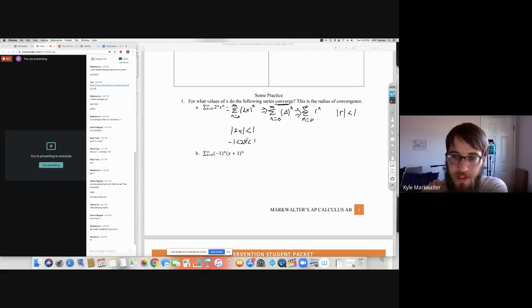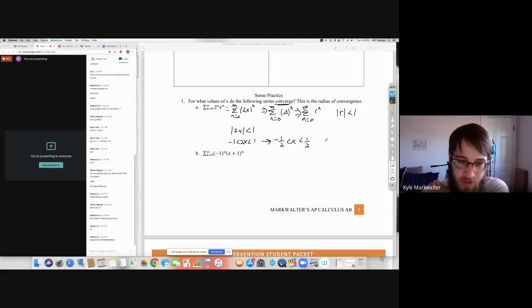2x has to be between -1 and 1, right? An absolute value really gets rid of the negative sign, so I can split absolute value inequalities like this. So what does that mean x has to be? This leads us to the conclusion, if I divide everything by 2, that x has to be between -½ and ½. That's what we call the radius of convergence now.